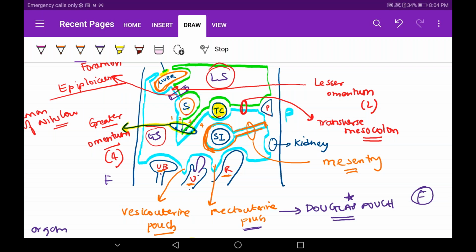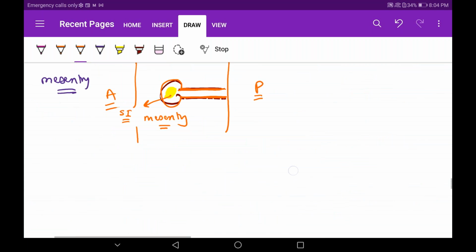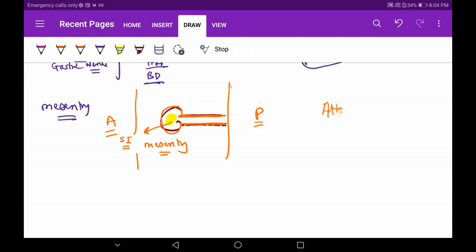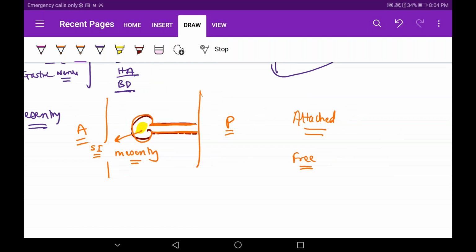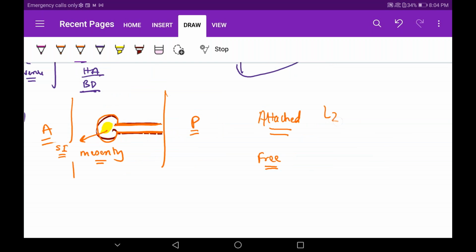Now in the textbook, or in the exam, if they ask you about mesentery, you should describe what is there in the attached margin and the free margin. Free margin, nothing much is there. Only in the attached margin you should write that it is attached posteriorly from L2 to the duodenojejunal flexure. That's all you have to write. Attached from L2 vertebra to duodenojejunal flexure.